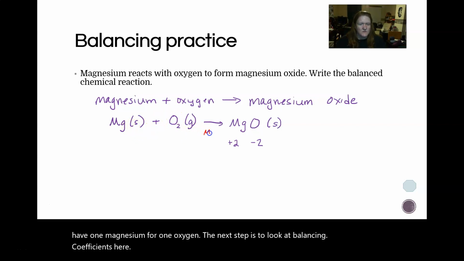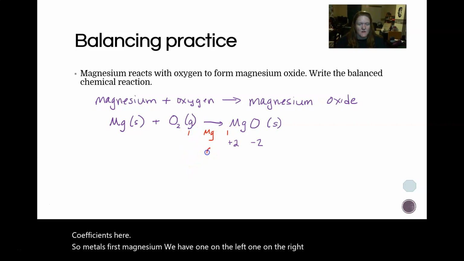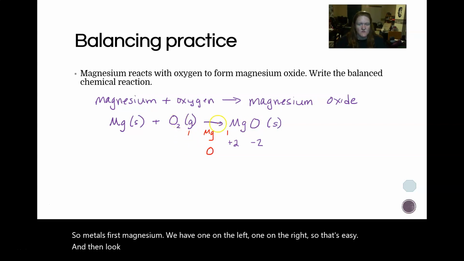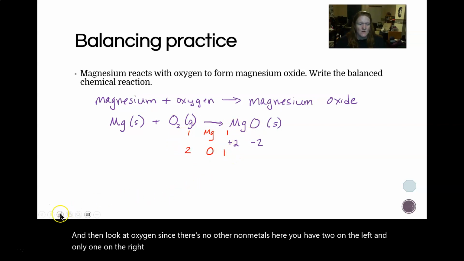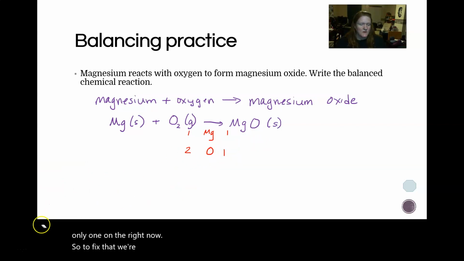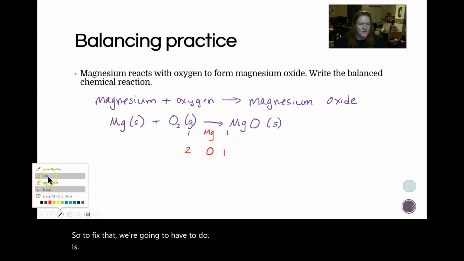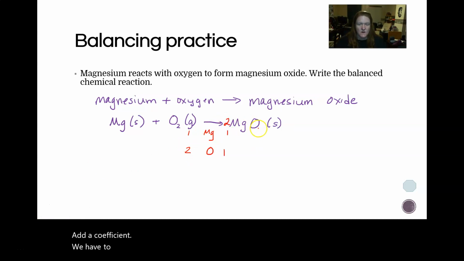So metals first. Magnesium, we have 1 on the left, 1 on the right, so that's easy. And then we'll look at oxygen. Since there's no other nonmetals here, you have 2 on the left and only 1 on the right now. So to fix that, what we're going to have to do is add a coefficient. We have to, because I need to have 2 oxygen, because oxygen is diatomic.